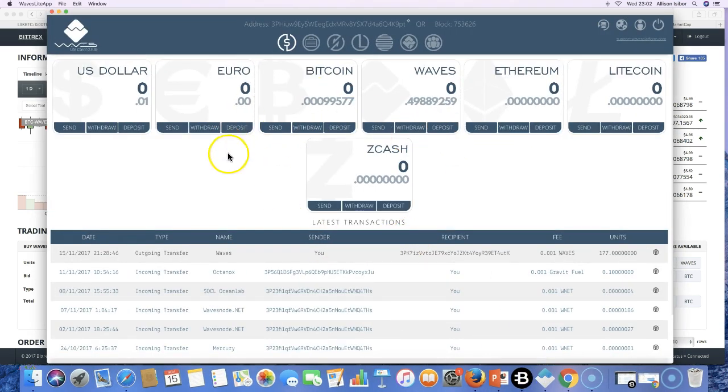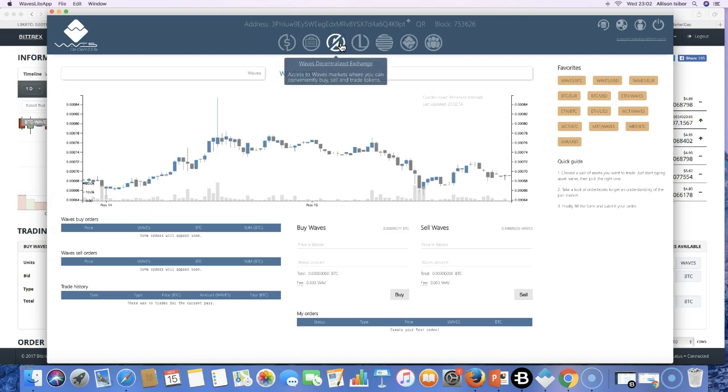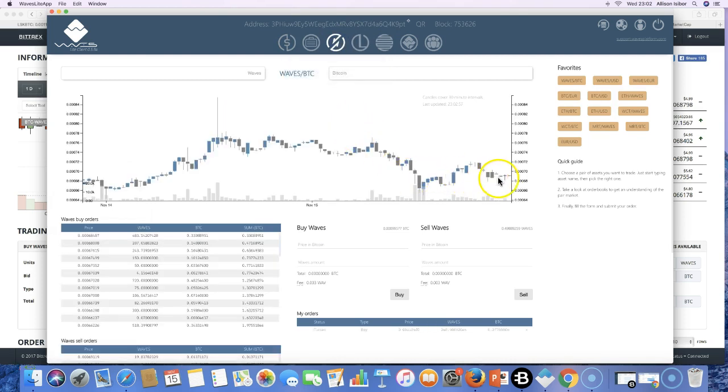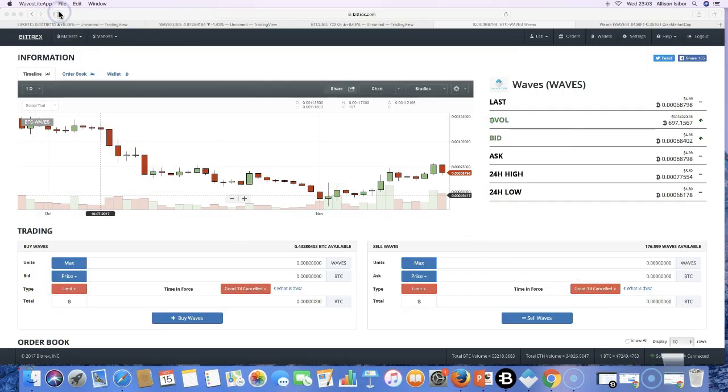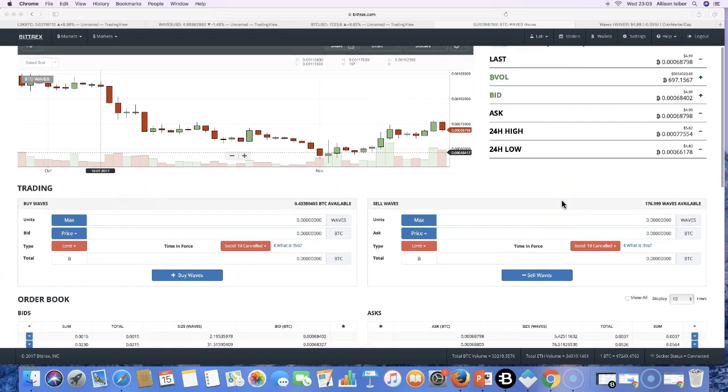They also have a peer-to-peer exchange on here, but I'm not using that for now because I think there were better prices on Bittrex. So I'm in my Bittrex account, and to sell, you can see here it says sell waves and here buy waves. So I want to sell waves. I'll cover a bit more detail later on.